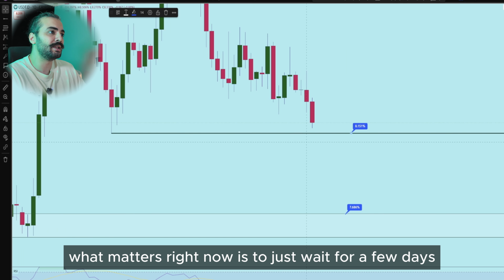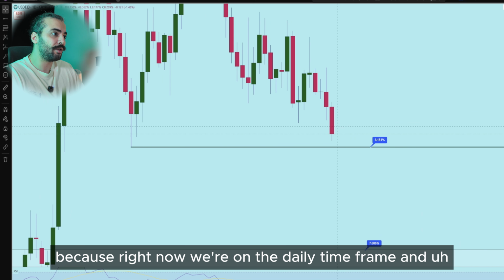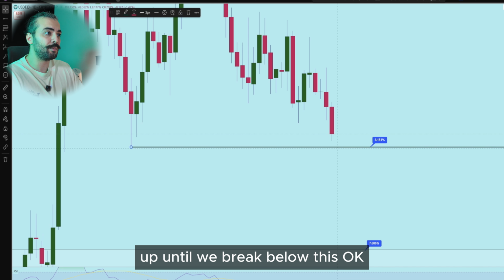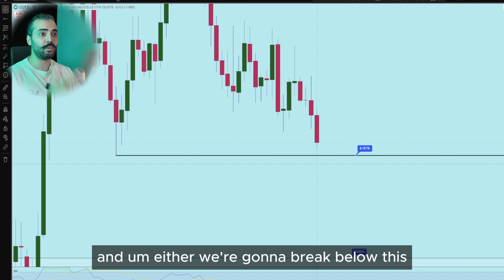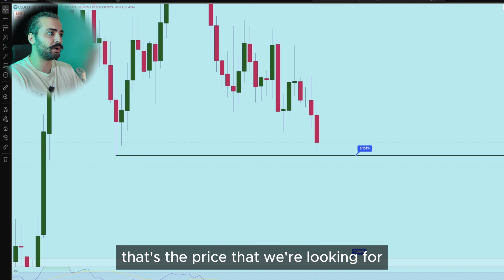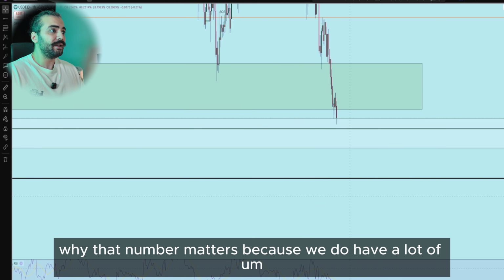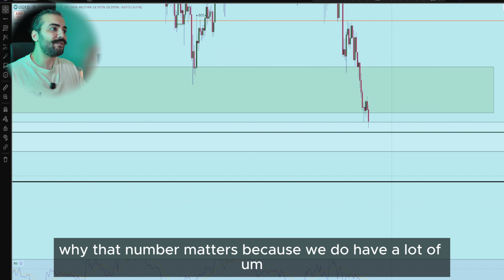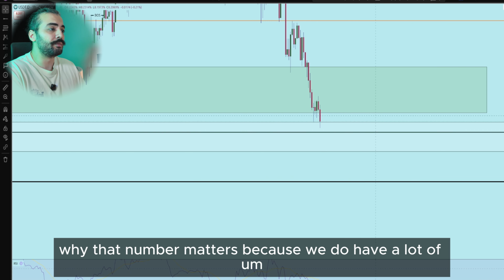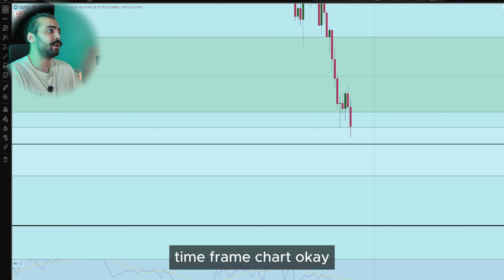What matters right now is to just wait for a few days, because right now we're in the daily time frame, and up until we break below this, okay? Either we're going to break below this, or I will show you how to do it in other ways. So 8.15%, that's the price, the percentage that we're looking for. Why does that number matter? Because we do have a lot of resistance before that, okay?